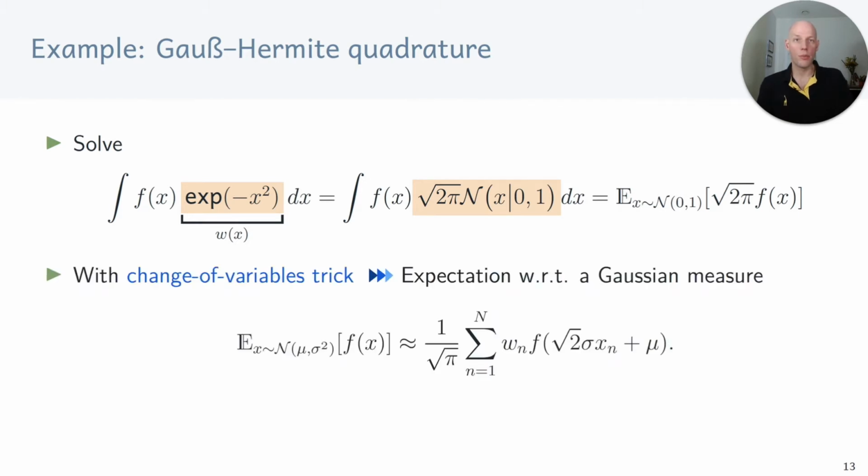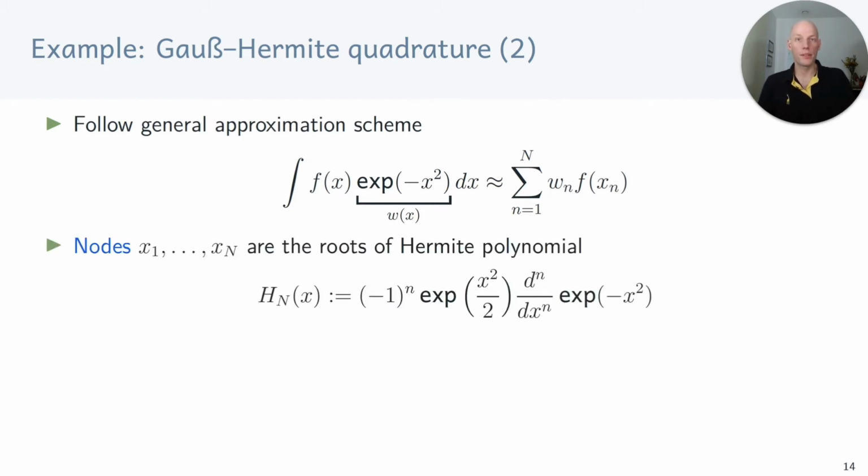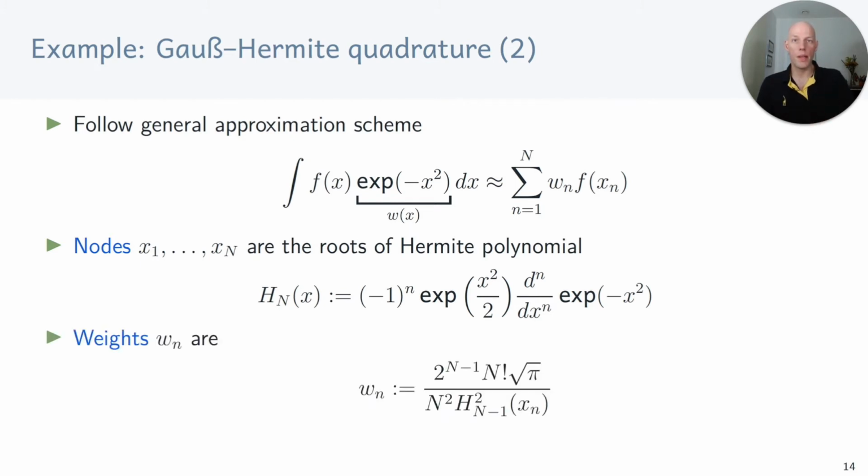With the change of variables trick, we can compute expectation with respect to a general Gaussian measure. That means Gauss-Hermite quadrature can be pretty useful for computing expectations of functions with respect to a Gaussian distribution. In Gauss-Hermite quadrature, the family of interpolating orthogonal polynomials are Hermite polynomials, which are defined using this expression here. The nodes xn are the roots of these polynomials, and the optimal weights can also be computed using this expression.